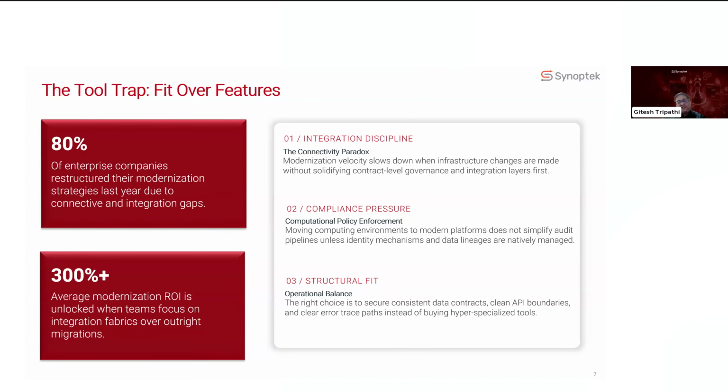The second one is that modernization is not just an engineering procurement challenge. It's a strategic connective alignment issue. Look at the numbers on the left, where 80% of organizations adjusted or restructured their modernization strategy last year. The reason being these connectivity gaps and integration fragility, not because the tools themselves lack features. So when you think from an overall business perspective, you have multiple modules, multiple components talking to each other.